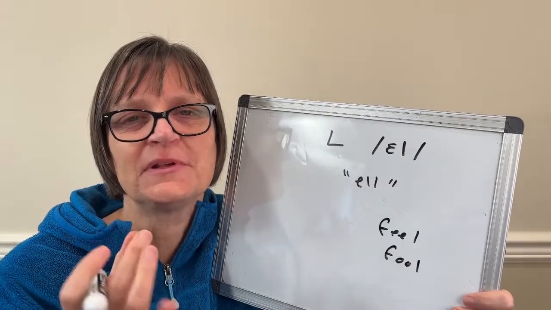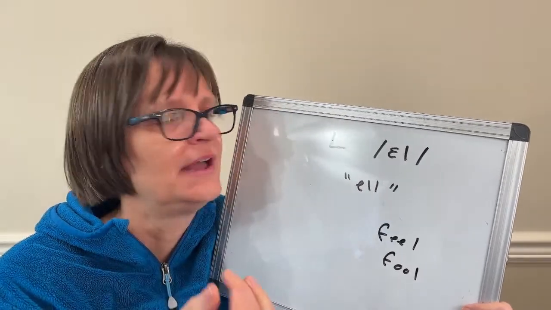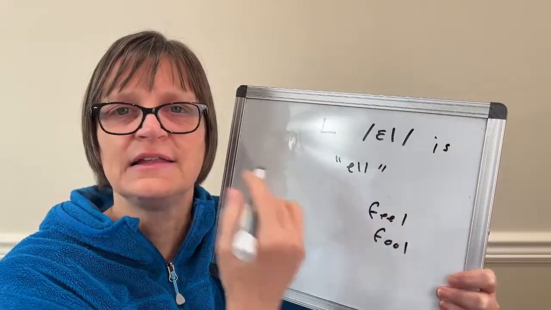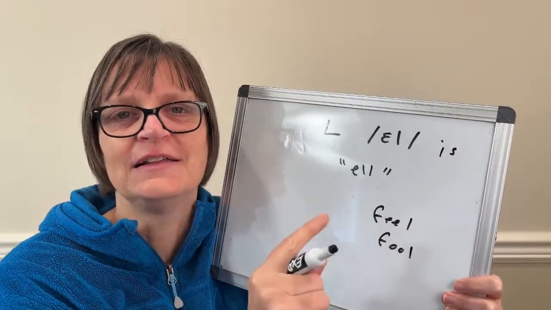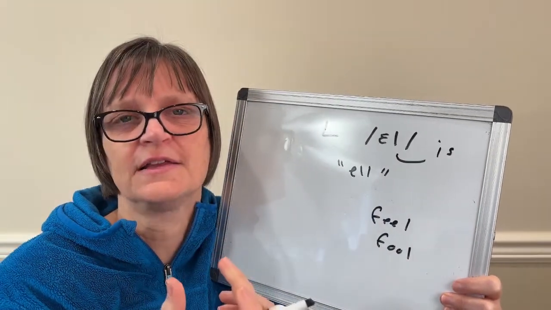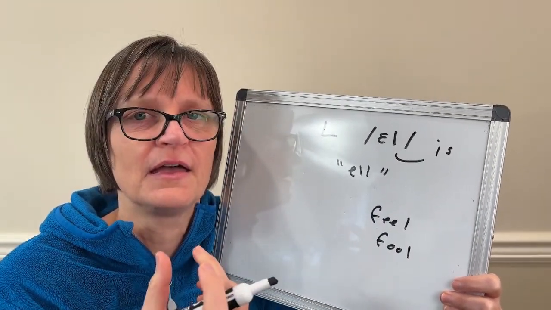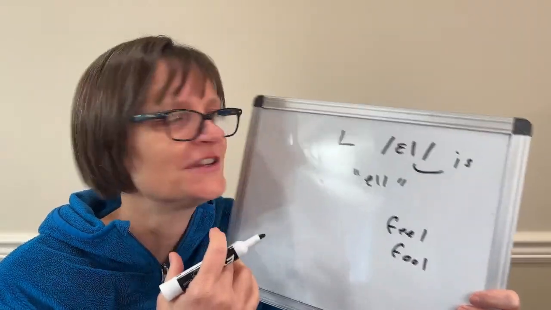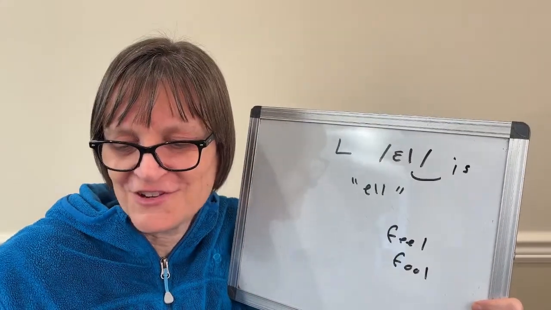But a light L typically just starts a syllable. So if I'm saying, for example, L is a letter, L is, then I'm going to use that light L and link to the word is. If I'm just saying L, technically it's a dark L, but I'm not doing a really heavy darkness to that L. I hope that clears that up for you.